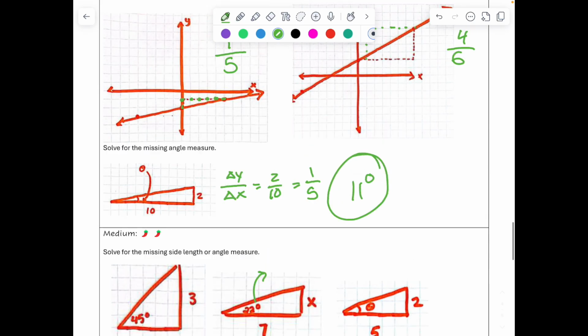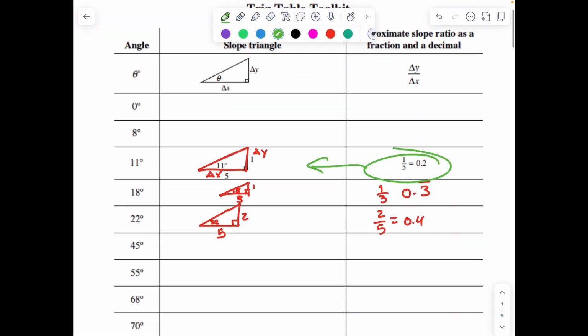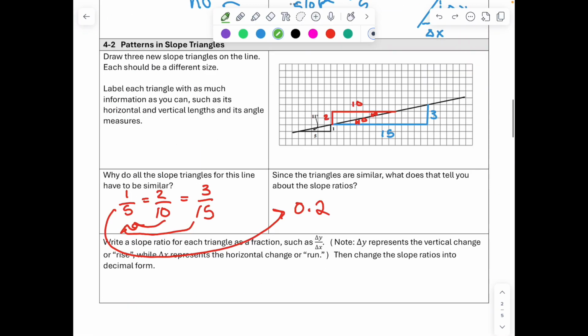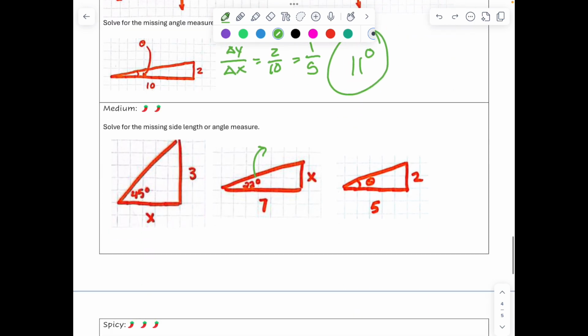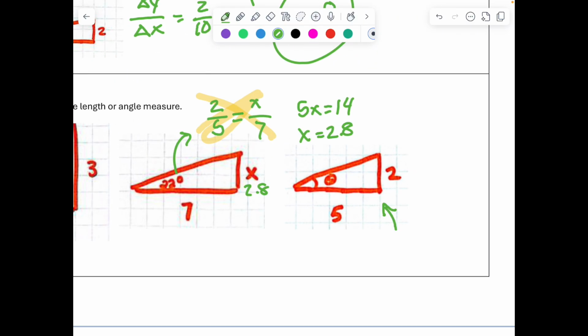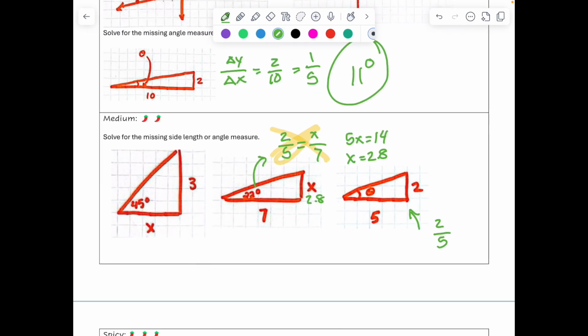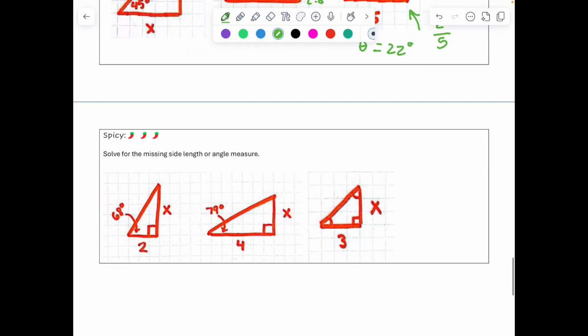22-degree angle, we know that that was 2/5, the slope ratio. So we know that should be 2/5, and our slope here is x/7. So we're going to set that equal to x/7. We can cross multiply to get 5x = 14. And then 14 divided by 5, x = 2.8. So that's 2.8 right there. And then this slope ratio is 2/5, and that's the 22-degree angle, right? So this missing angle is 22 degrees.